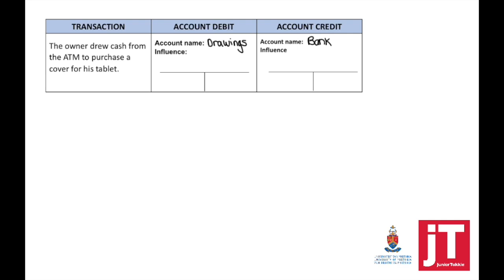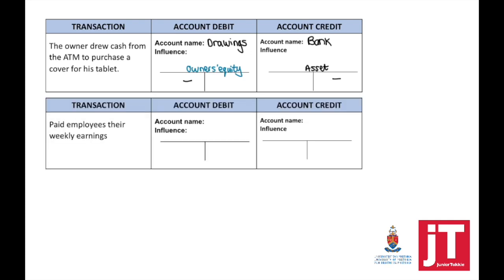Now we need to classify each one of these accounts. Drawings is regarded as owner's equity. It's a direct owner's equity account. And bank is regarded as an asset. Your owner's equity will decrease and your assets will decrease as well, because money went out of your bank account.